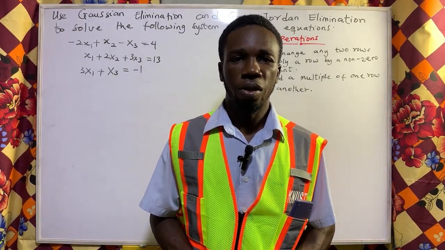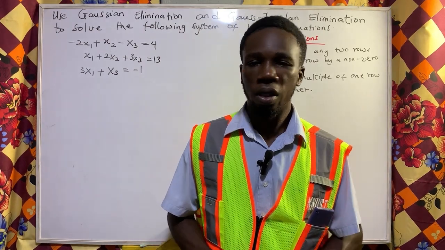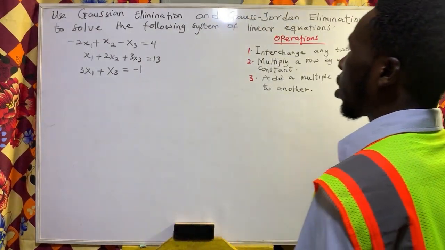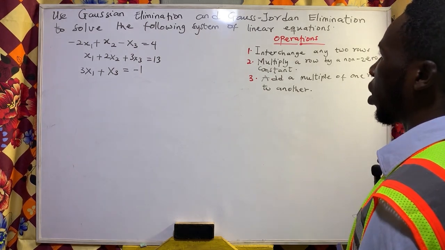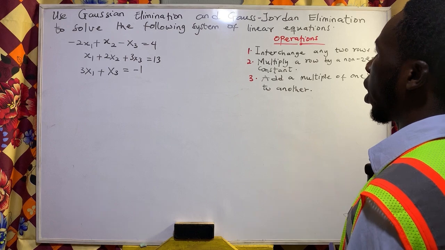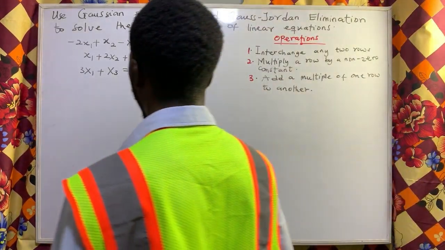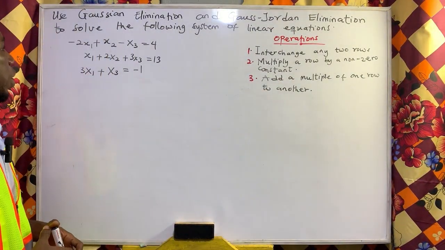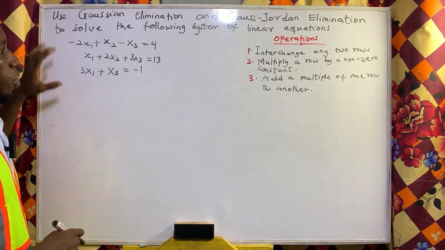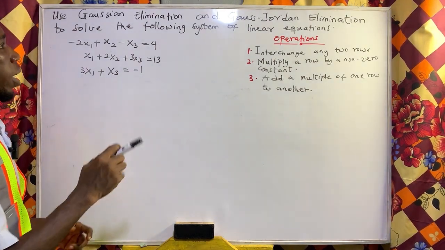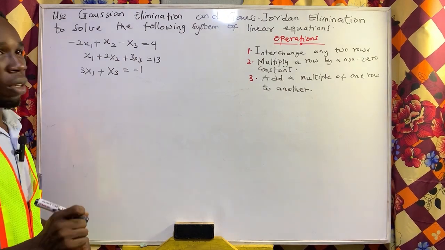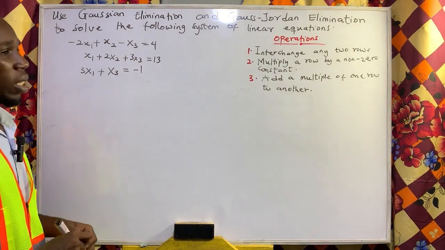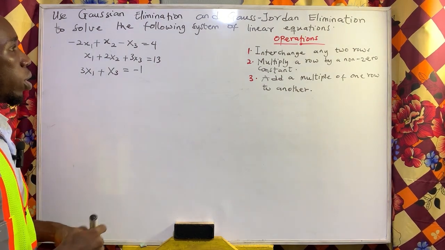In this video, you're going to solve this question I have on the board. The question says, use Gaussian elimination and Gauss-Jordan elimination to solve the following system of linear equations. So let's look at how you are going to solve this question. We've been given this system of equations here, and we have to use Gaussian elimination and then Gauss-Jordan elimination. First of all, we are going to solve it using Gaussian elimination, then we will follow it by the Gauss-Jordan elimination.